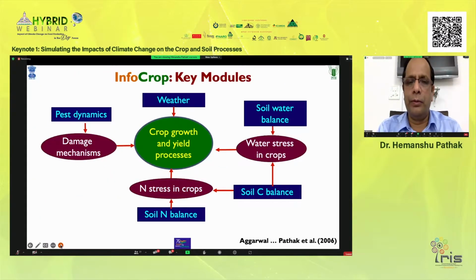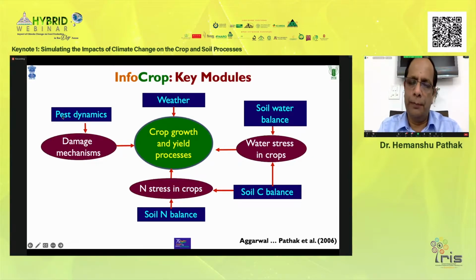Before I proceed, let me tell you, the beauty of these models is that they have modular components. That means if you want to calculate only one component and do not want to calculate the other components of the whole system, there is a provision of switch on and switch off. For example, if somebody wants to calculate only soil water balance, then he or she can switch off all other components like pest dynamics, nitrogen balance, and carbon balance, assuming that all of these things are optimal. Only water is the limiting factor. So you can switch on only the soil water balance component, then you can calculate the effect of water on crop growth and yield processes.